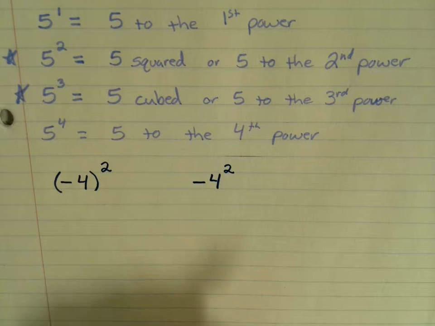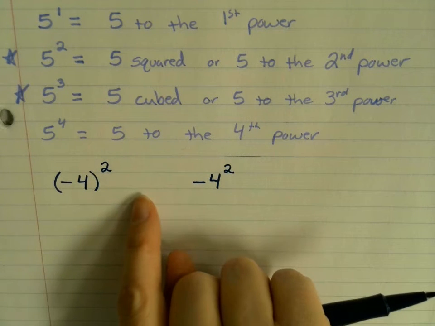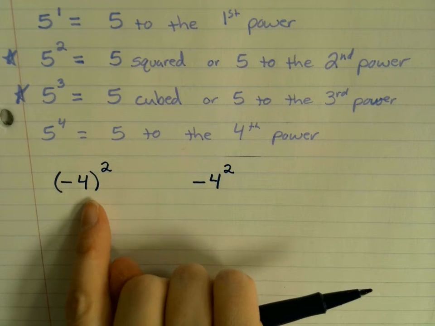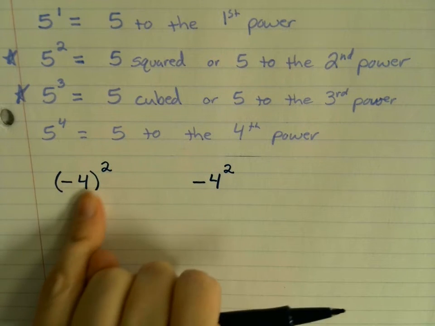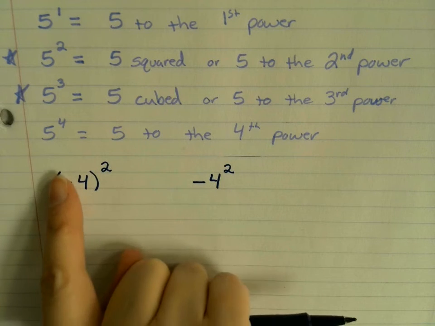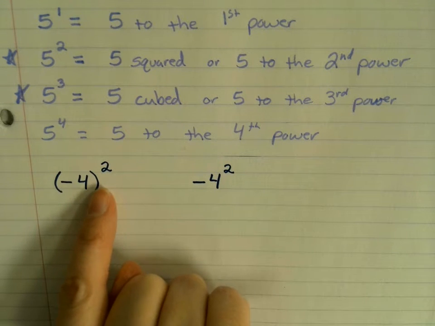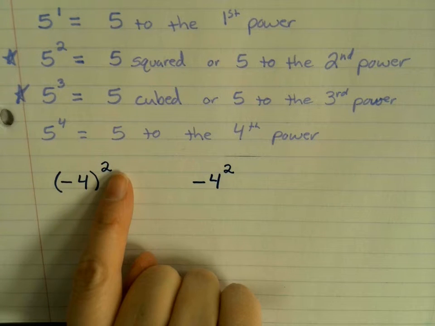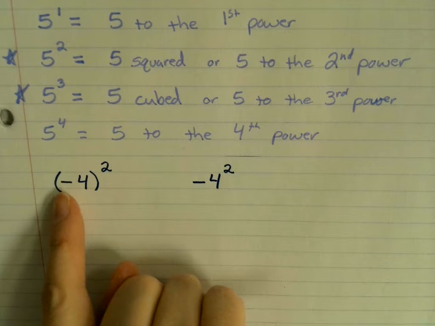But do you know why? Okay, so Devin's right. It won't equal the same thing. The reason why this is going to give you a positive number and this one is not is because here, when you've got parentheses around it, it's not just the 4 that's raised to the second power, but it's also the negative sign that's raised to the second power.